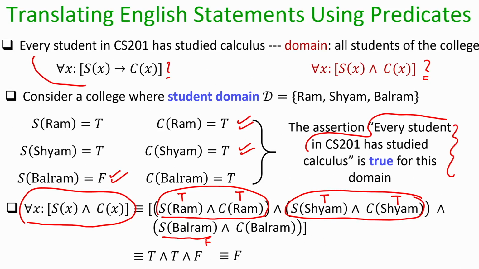So, the summary here is that even though there is no explicit if-then statement given here, a statement of the form every student in CS201 has studied calculus has an implicit if-then form.